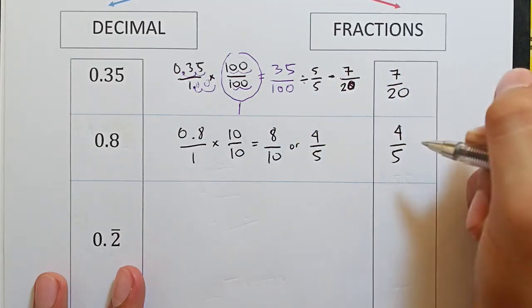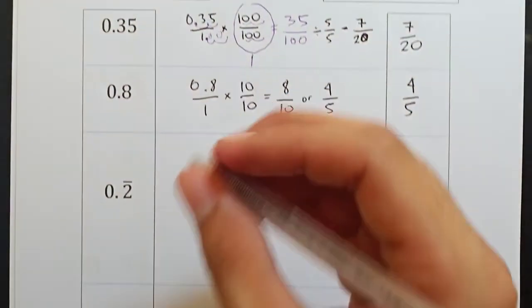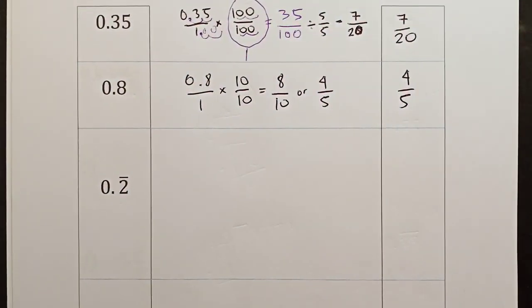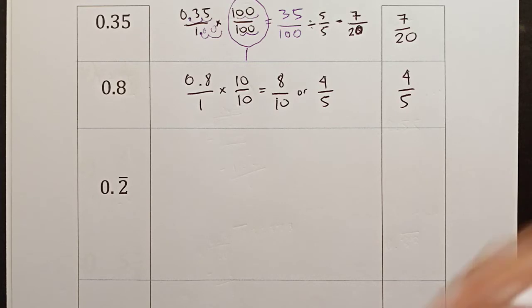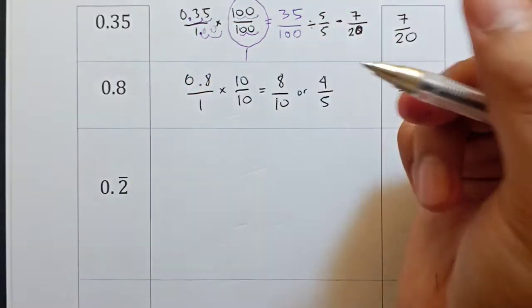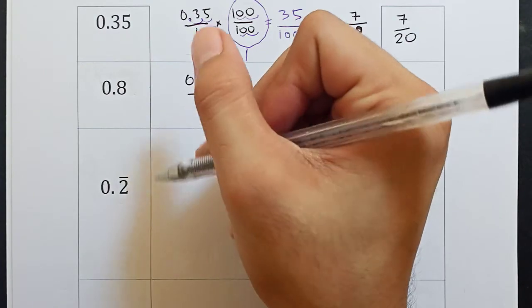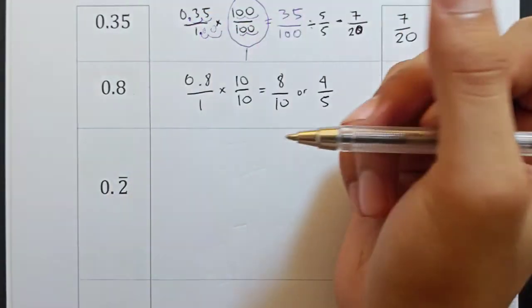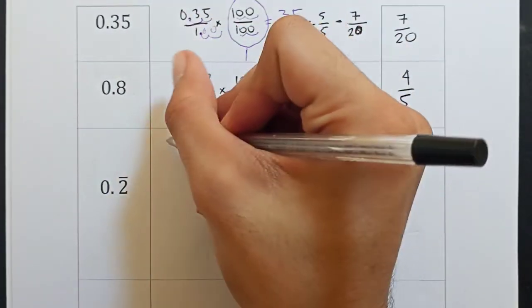So, 4 over 5. Next, 0.2 bar. Now, sa libro nyo, pinakita kung paano magsagot nito. So, papakita ko rin kung paano yon. Then, paano yung isang method na hindi kayo masyadong mahihirapan. So, let's start dun sa pinakita sa libro. 0.2 bar is ganito ginagawa.